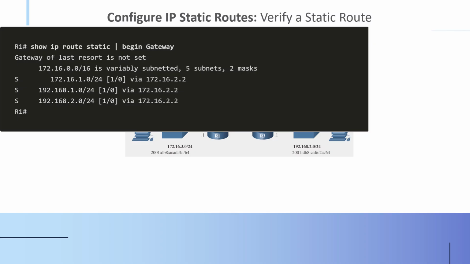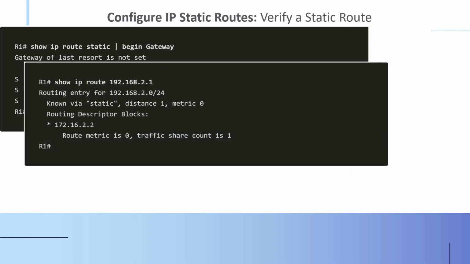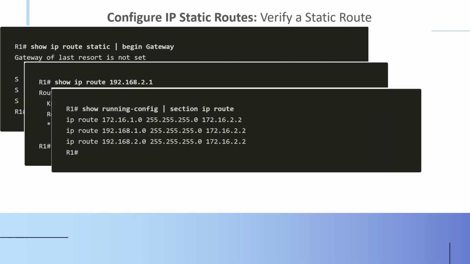And if we use the command show ip route followed by a specific IPv4 network, we are able to see only that particular specified network in the routing table. And by using the command show running-config with the section ip route, we are filtering the running configuration for only IPv4 static routes.